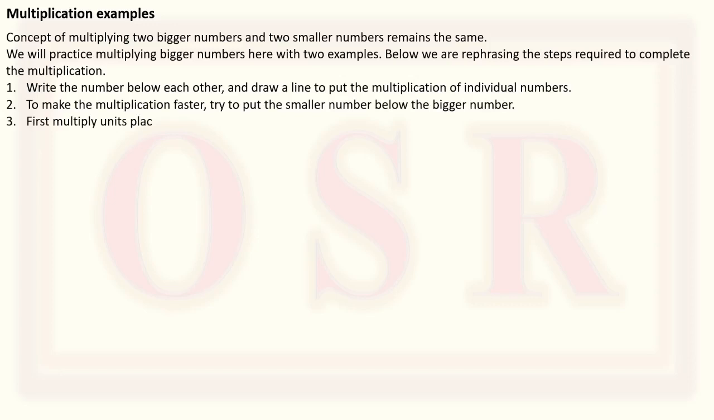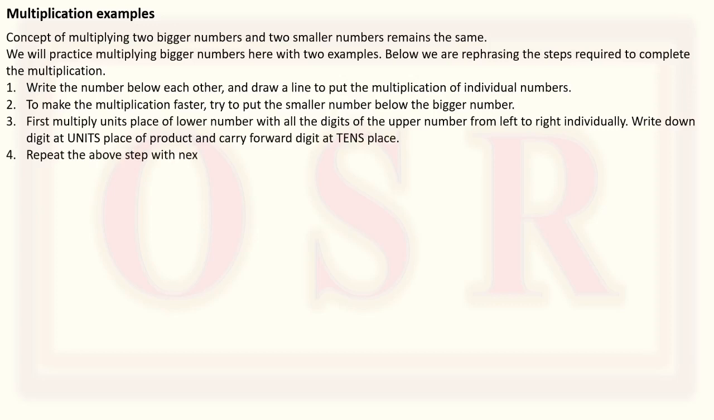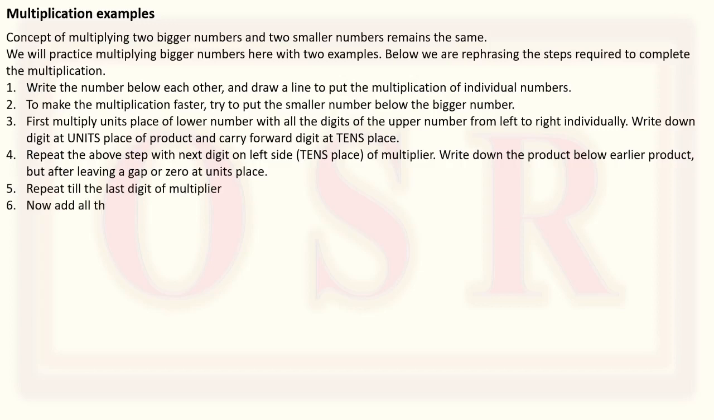First, multiply units place of lower number with all the digits of the upper number from left to right individually. Write down the digits at units place of the product and carry forward digit at tens place. Repeat the above step with next digit on left side, that is tens place of multiplier. Write down the product below earlier product but after leaving a gap or 0 at units place. Repeat till the last digit of multiplier. Now add all the individual products to get the final product of the two numbers.